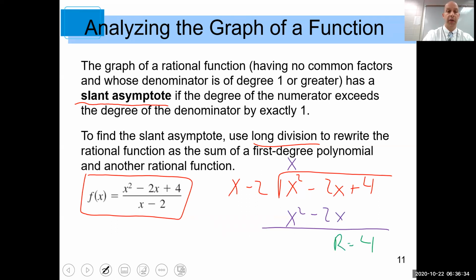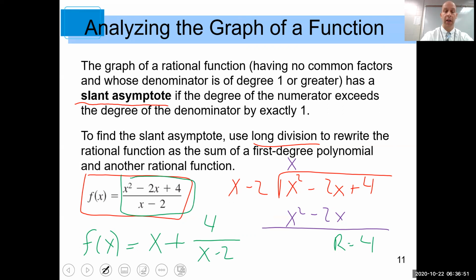So that means that this function, and in fact, I'm going to rewrite it, f of x can now be rewritten as x plus, and now I'm going to put the remainder over the divisor. I would just challenge you if you don't believe that that's true. I'm telling you that this expression is equivalent to this expression here. So how do we find the equation of the slant asymptote? It's simply this right here. You ignore the remainder part. It's just y equals x.